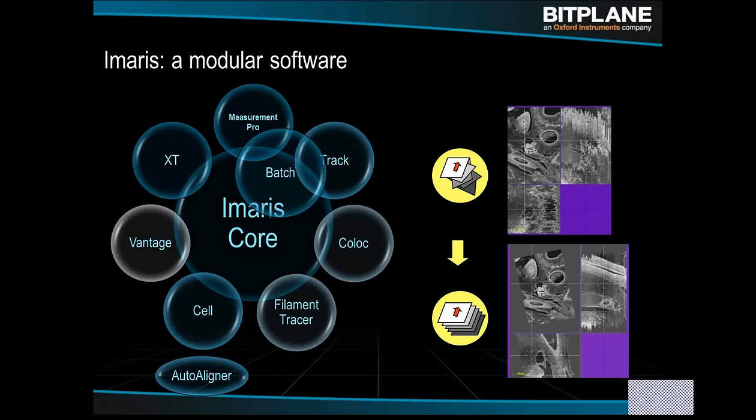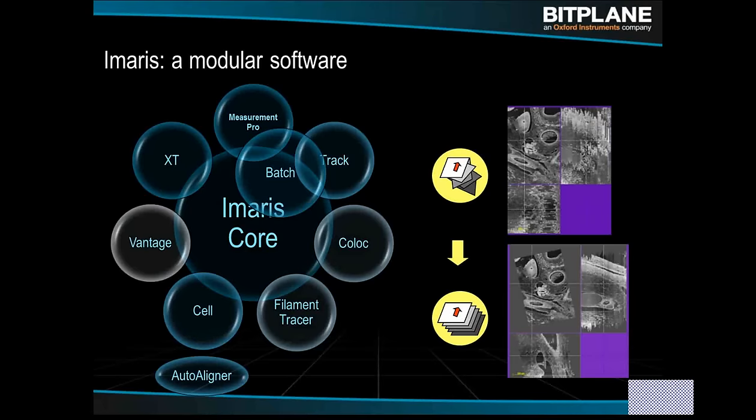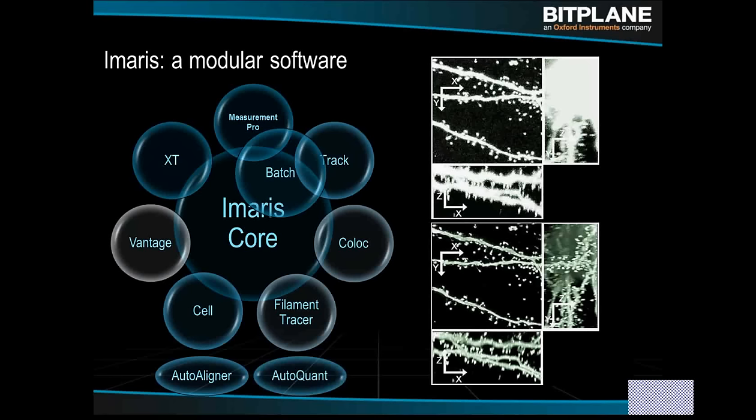There are a couple of external software packages that are not really part of Imaris but do exchange data with Imaris. One is Auto Aligner for aligning serial sections so that you can reconstruct a 3D volume from a series of images that were not acquired in an aligned manner. And then also the AutoQuant deconvolution software package does send data back and forth with Imaris to make the workflow a little bit more convenient. In that case, we don't produce the AutoQuant software, but we do support it, and it is somewhat integrated with the Imaris interface.